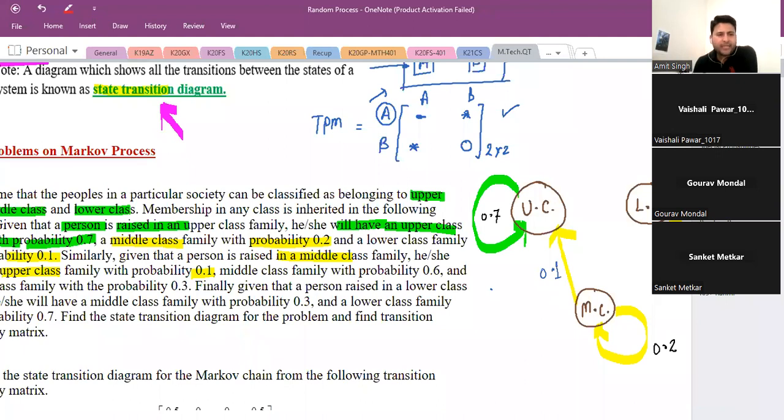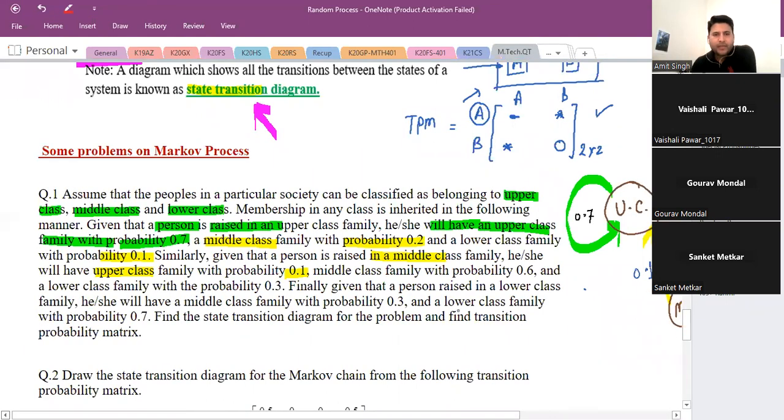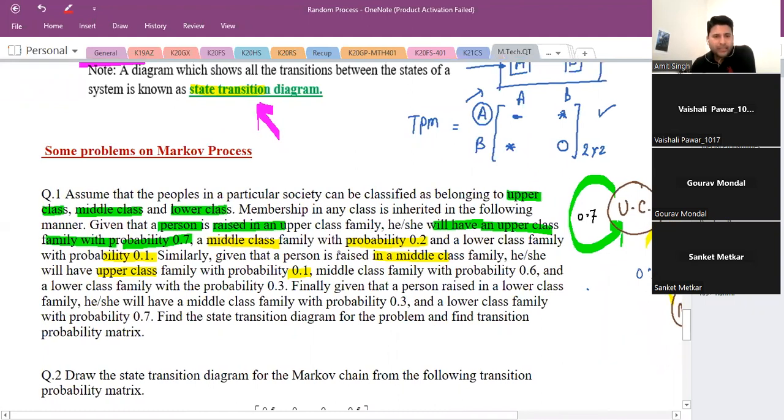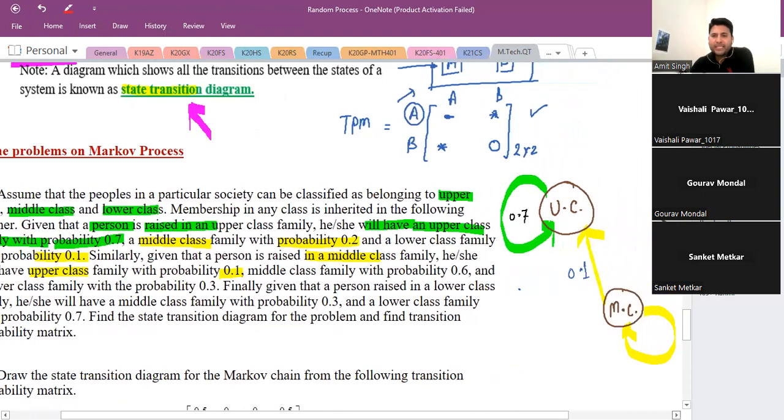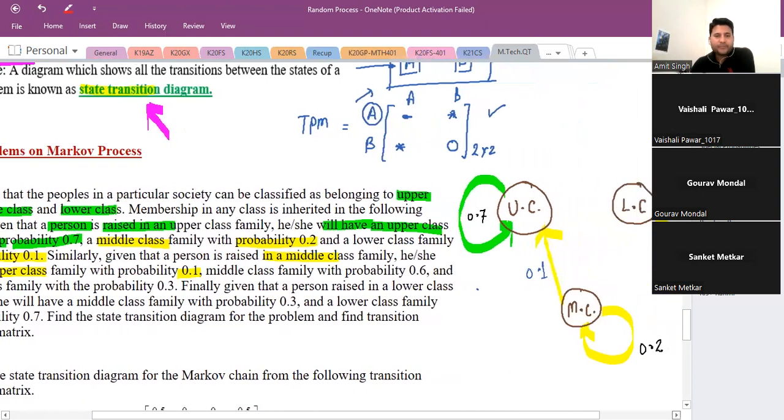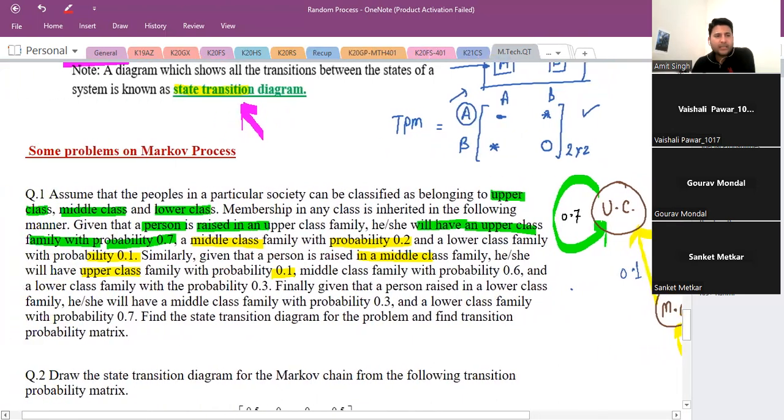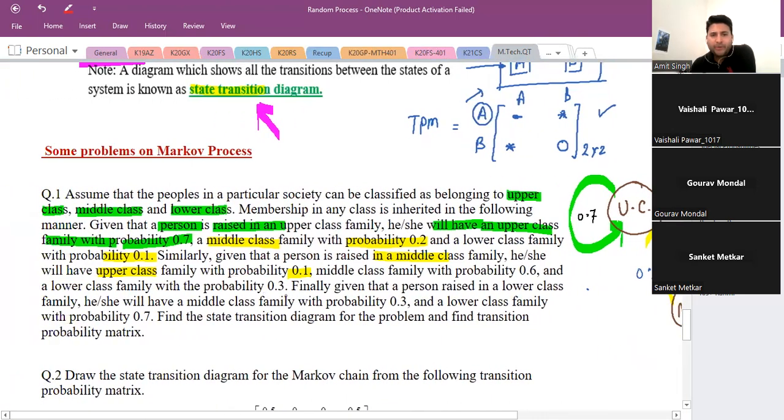Now what else is given? Let us read the question. Similarly, given that a person raised in middle class family, he will have upper class 0.1, middle class family with the probability 0.6. And to middle class, the probability is 0.6. The rest, a lower class family, probability 0.3.